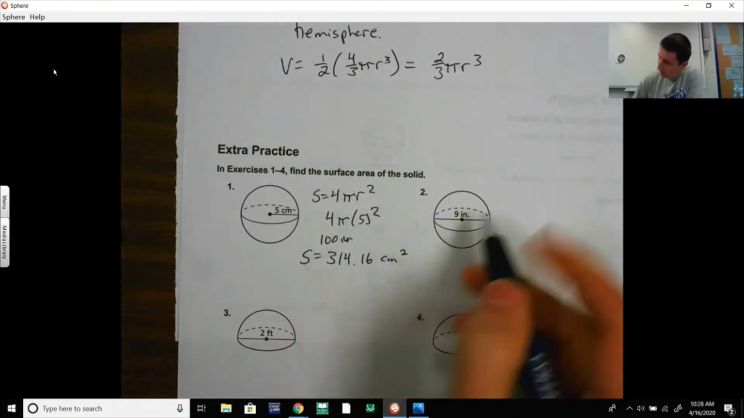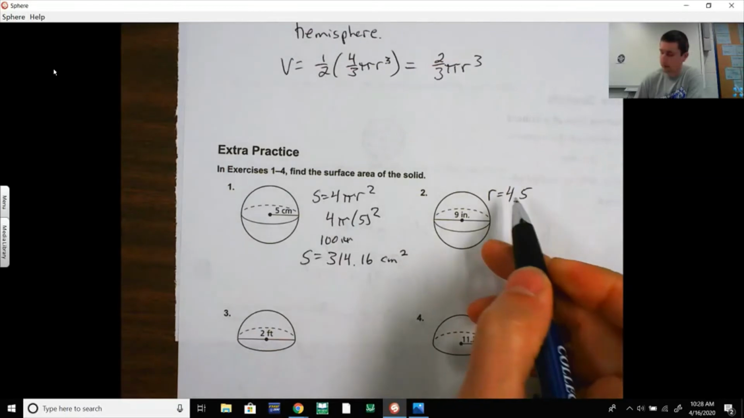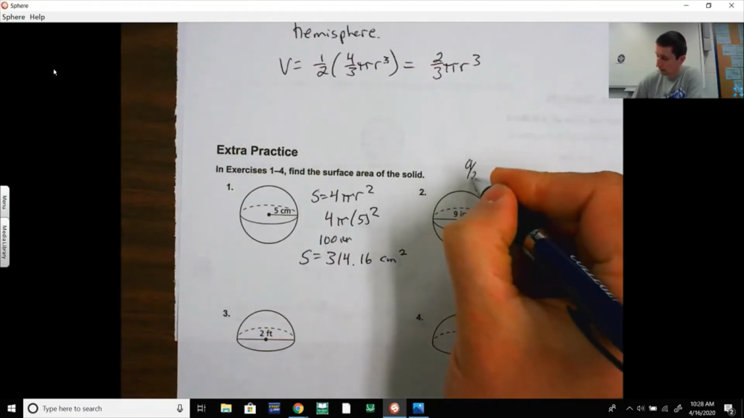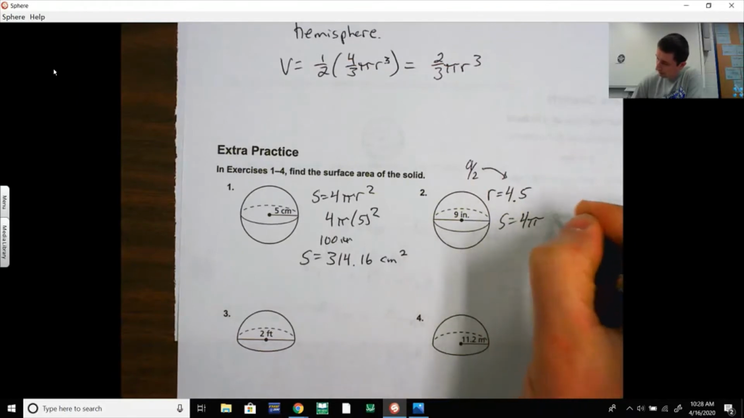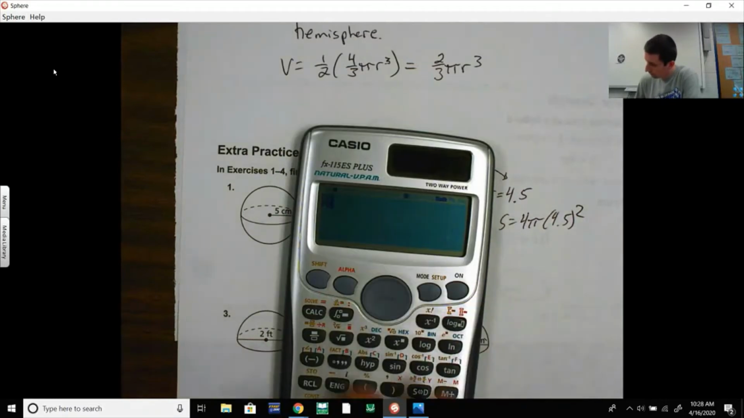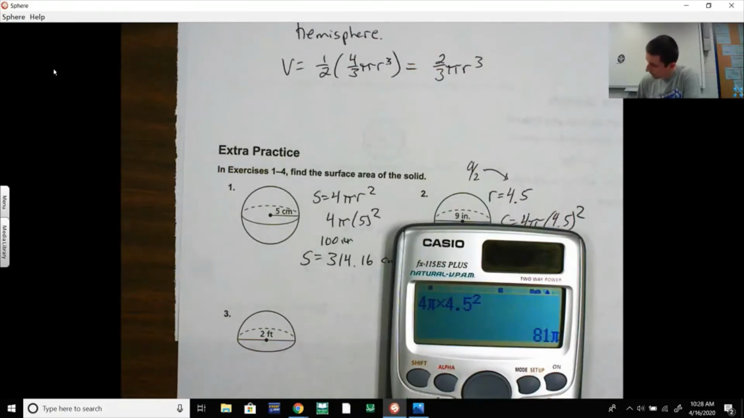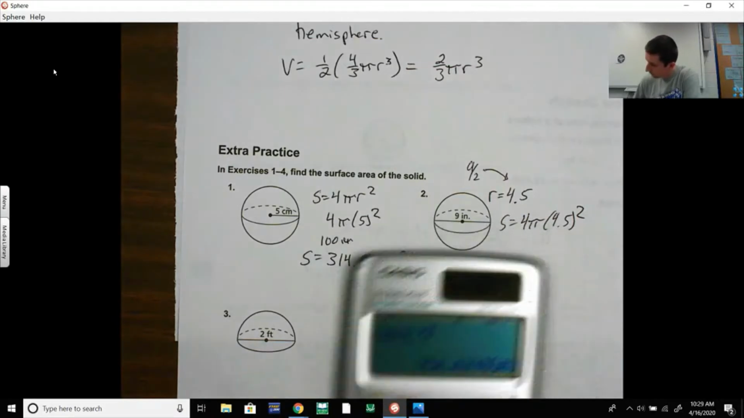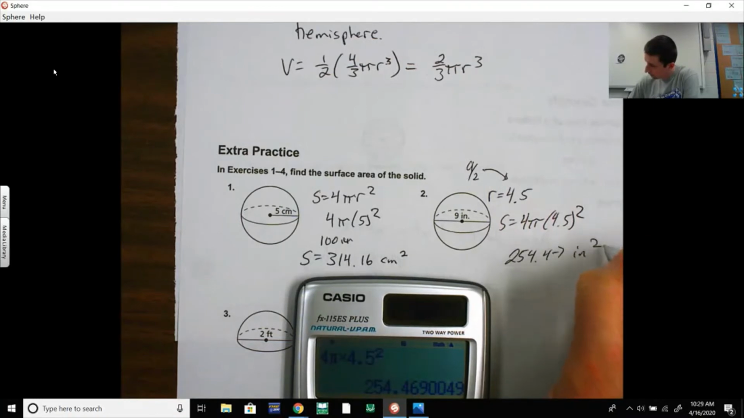Here's our diameter. So our radius is going to be half of that, half of 9, 4.5. So the surface area is 4 pi times 4.5 squared. And I get 81 pi, which is about 254.47. And that would be square inches.